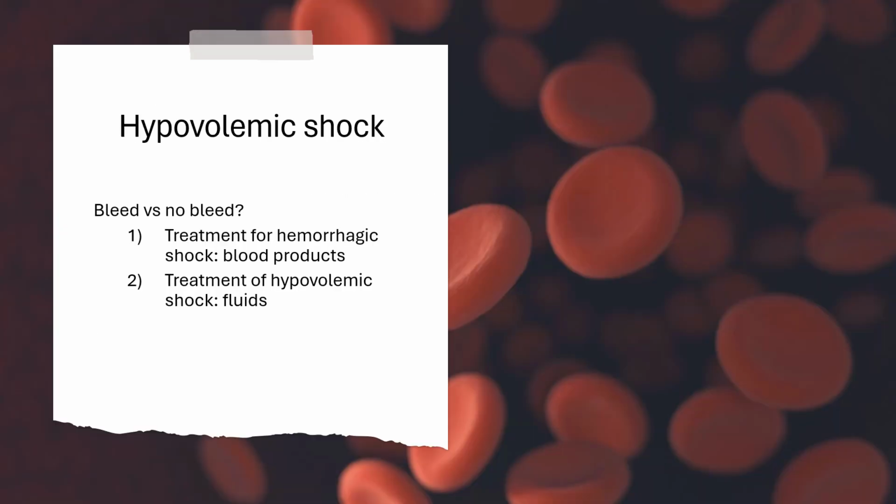The two main types of hypovolemic shock are hemorrhagic, with a bleed, or non-hemorrhagic, no bleed. The treatment in hemorrhagic shock is very straightforward. Give the patient blood products. In non-hemorrhagic hypovolemic shock, give the patient crystalloid fluids. I prefer lactated Ringer's, except in special populations like neurocritical care patients who benefit from normal saline solutions.